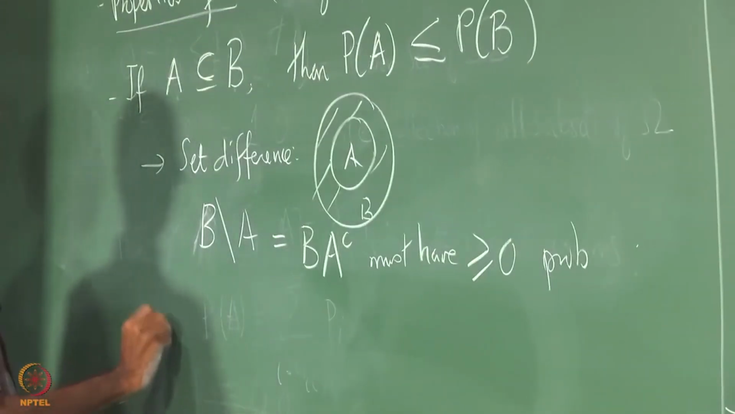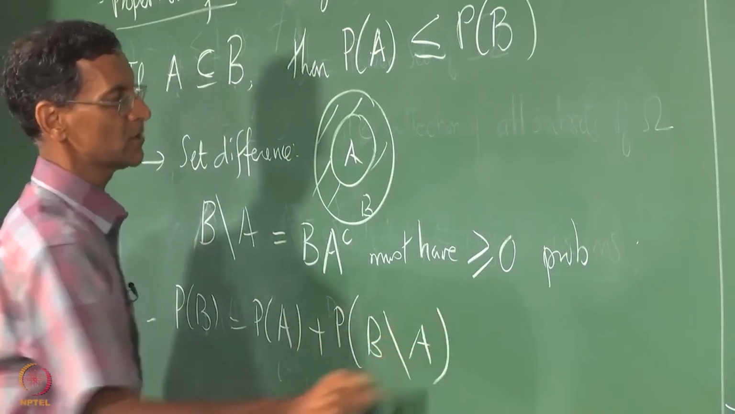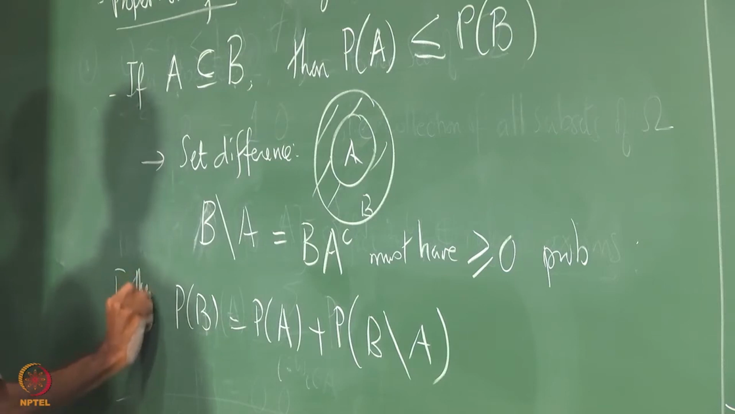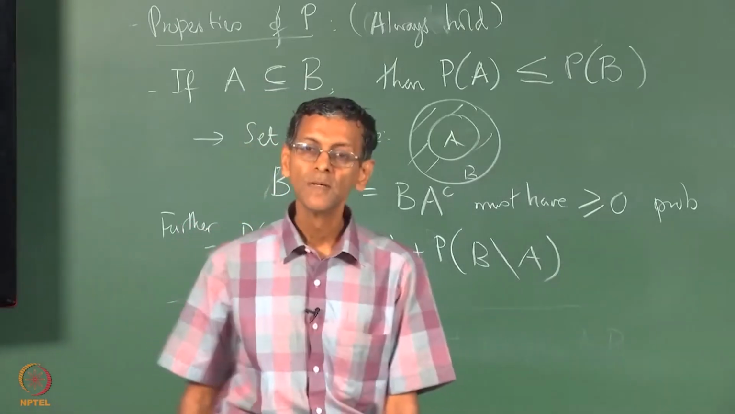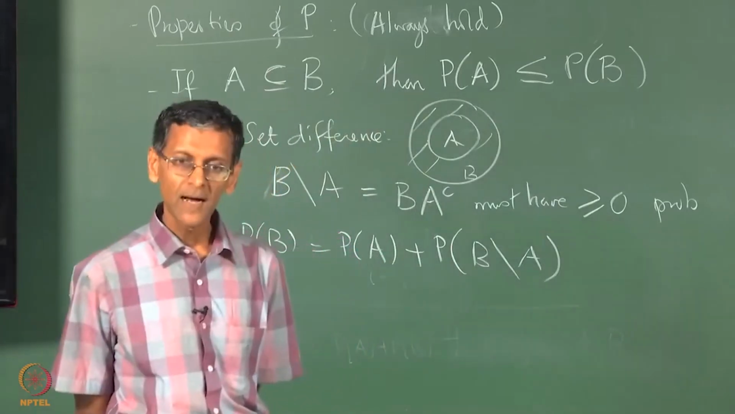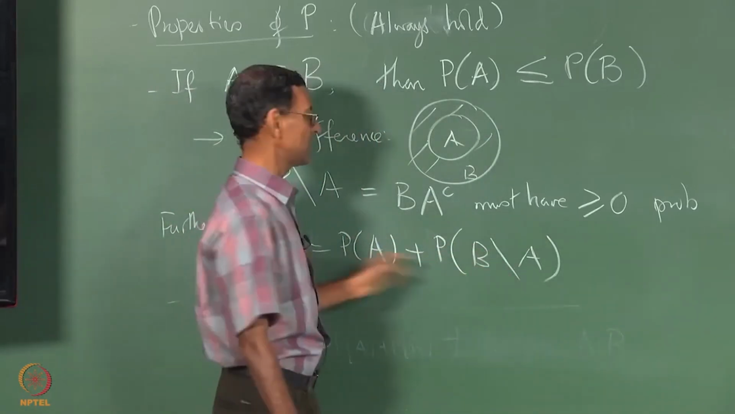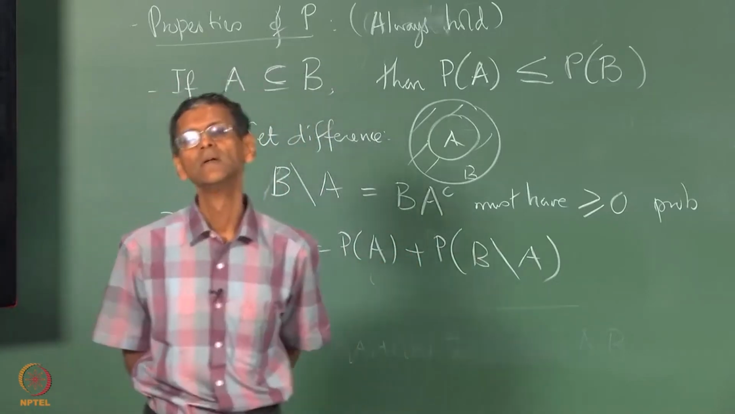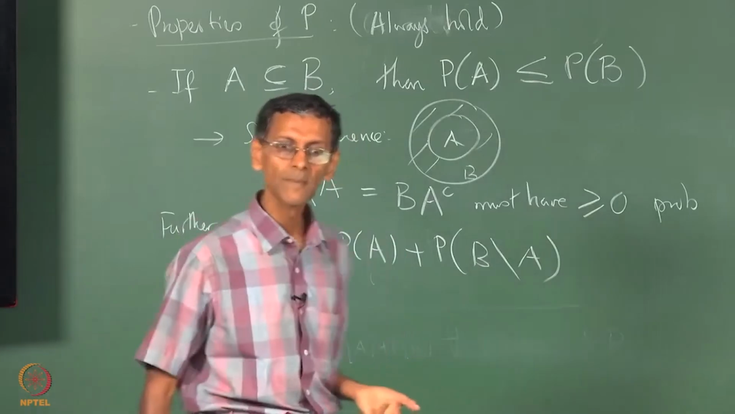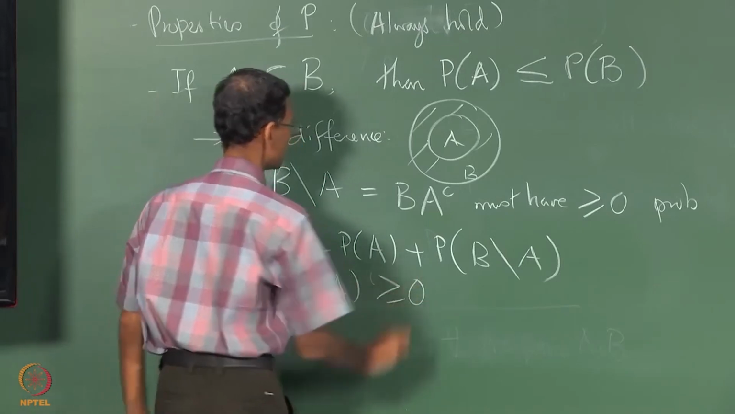And what is P(B)? P(B) is also P(A) plus P(B difference A). Again this follows because A and B difference A are exclusive. So therefore this additivity has to happen and be equal to P(B), because the union of A and B intersection A complement is B. So therefore P(B difference A) must be greater than or equal to 0, right?